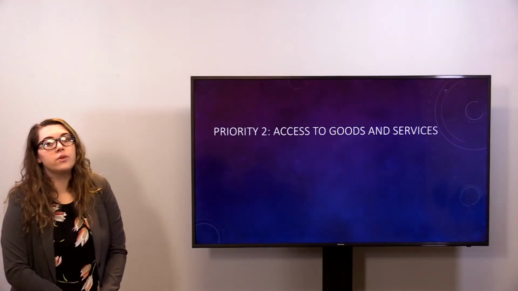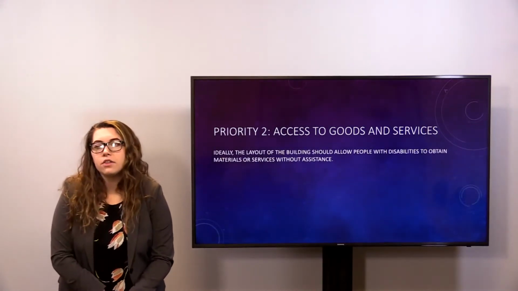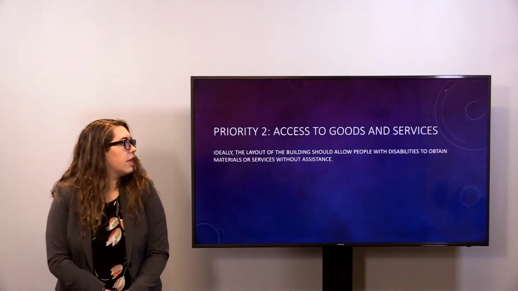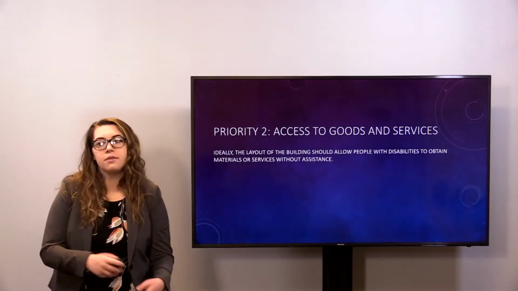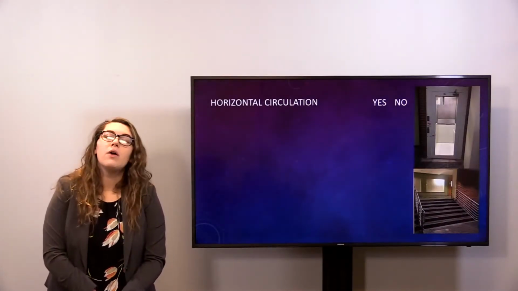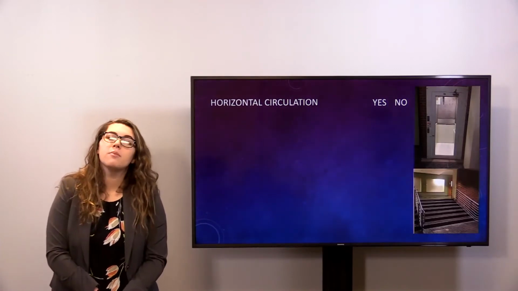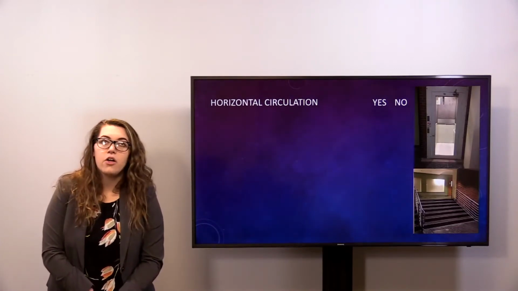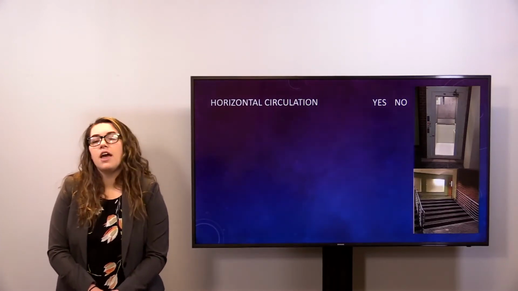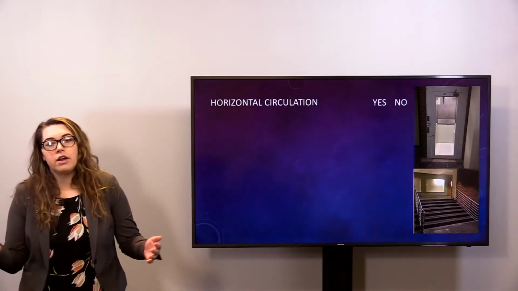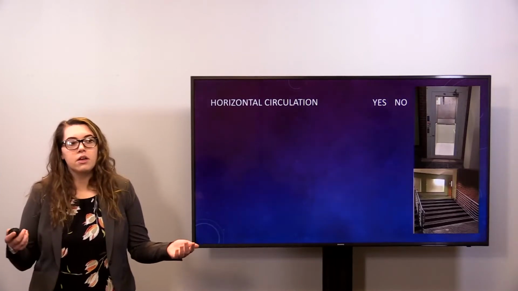So, on to priority 2, which is access of goods and services. Ideally, the layout of the building should allow people with disabilities to obtain materials or services without assistance. In this building, there are classrooms, lecture halls, a museum, the dean's office for the College of Earth and Mineral Sciences, and many professors' offices. Basically, this priority is just ensuring that people of all abilities are able to go to all of these places.